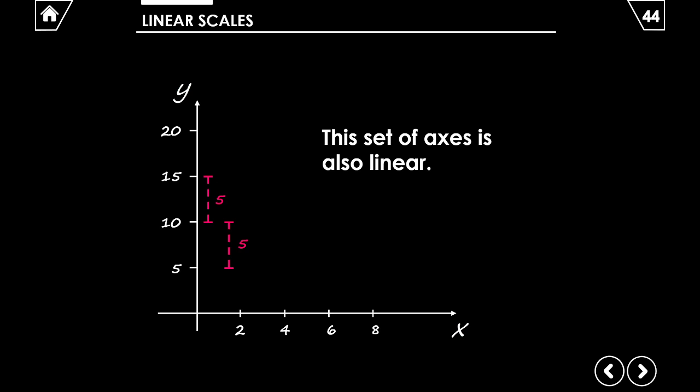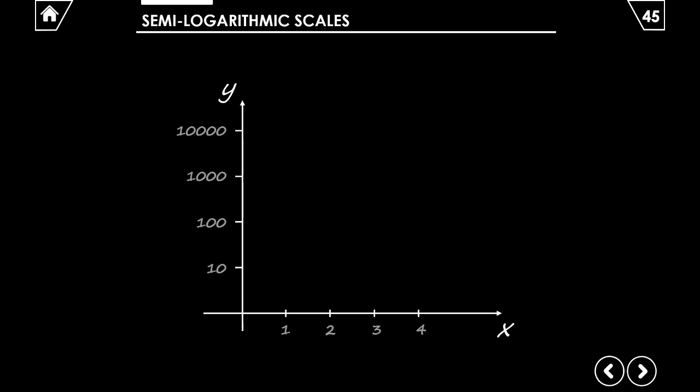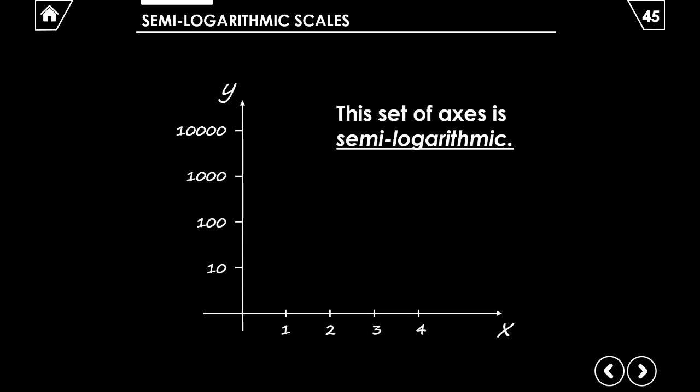What we can do though is have a different kind of scale on one or both axes. We can use something called a logarithmic scale. Now, in this graph we've got here, this is actually called a semi-logarithmic scale because only the vertical axis has got a logarithmic scale on. The horizontal axis is still linear. We've still got the same distance between them.